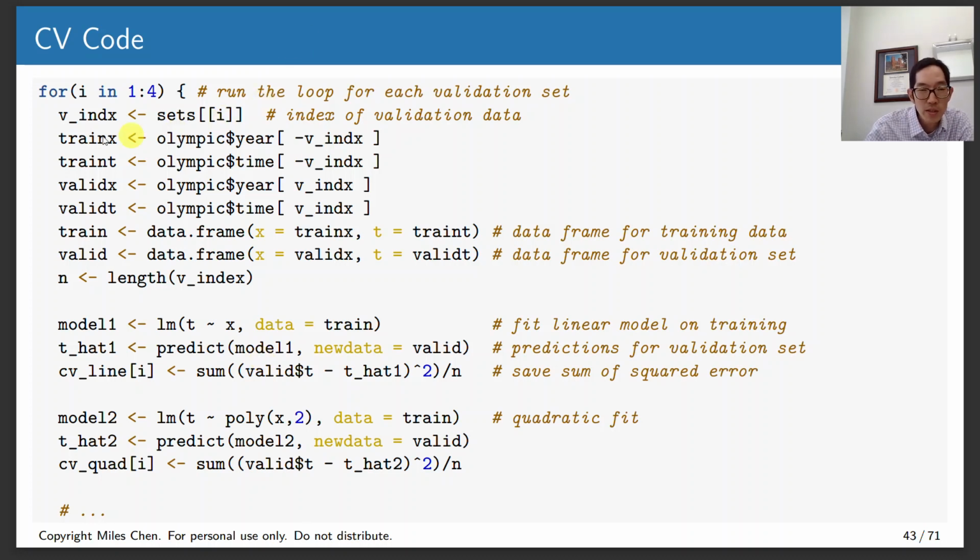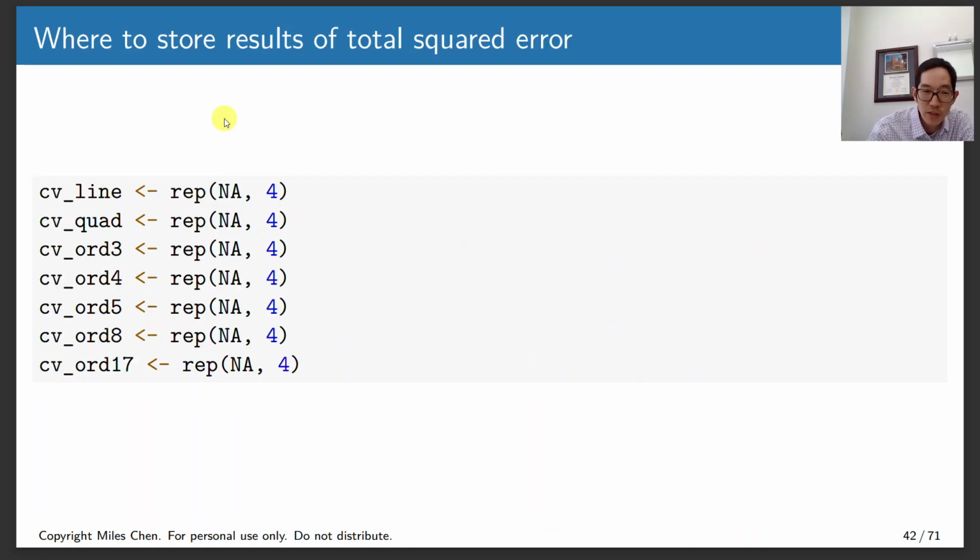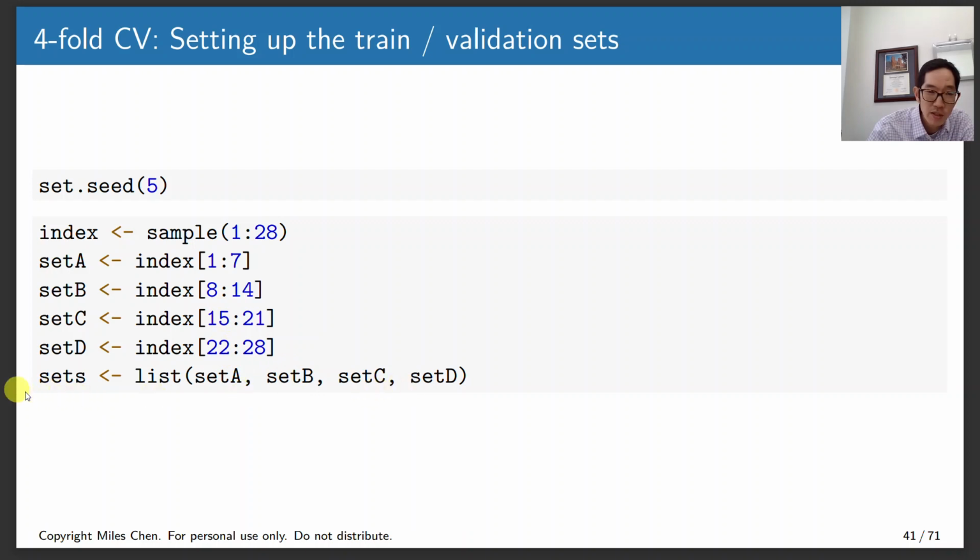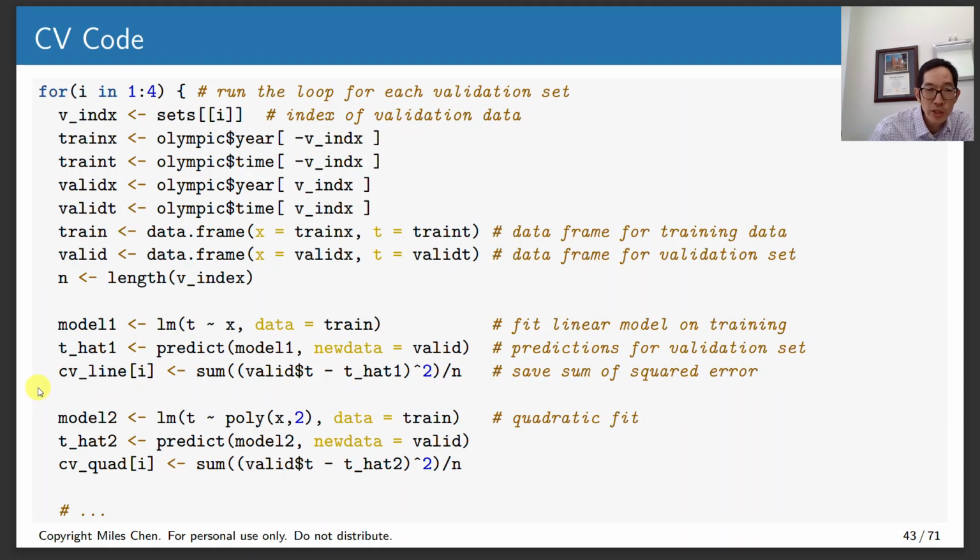So first I say, all right, I'm going to do this 4 times because I have 4 validation sets. So I go to the sets which have the different indices here, set A, set B, set C, set D. In the first iteration, i is 1, and the validation index will be my 7 random observations that belong to set A. My training data will be everything but those validation sets. I'm going to take my Olympic $year and subtract out the validation indices. I'll do Olympic $time, and I'll subtract out the validation indices.